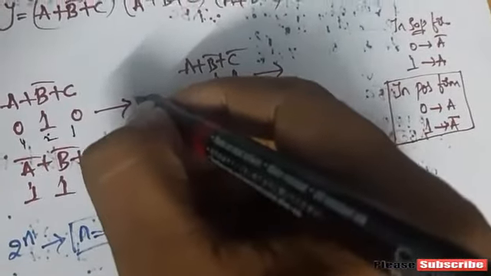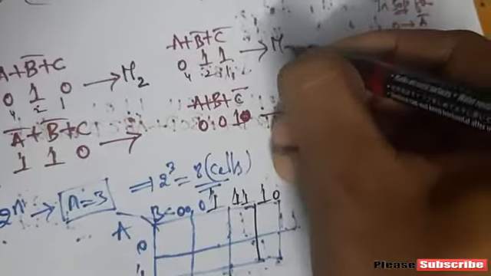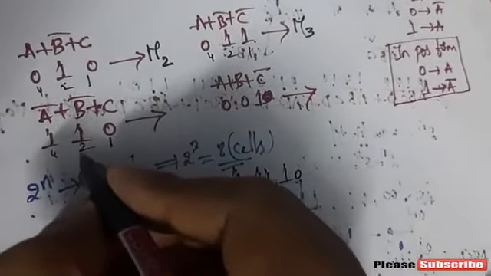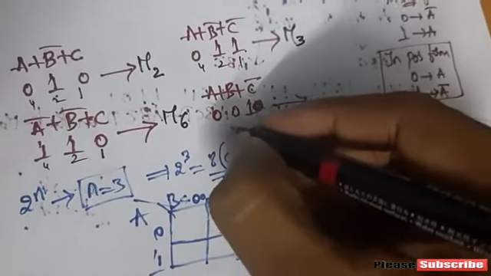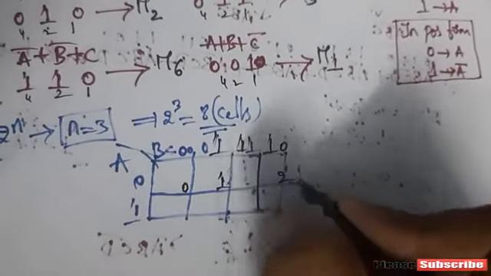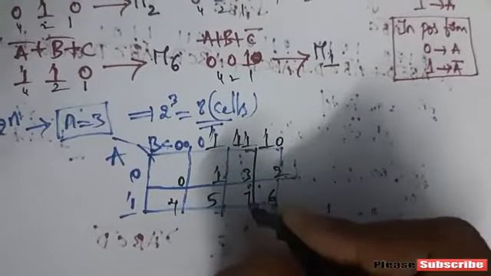That means a max term is represented by capital M. M2, here 4 to 1. That means M3. Here 4 to 1, here M6, right? Here 4 to 1, M1, right? It's represented 0, 1, 2, 3, 4, 5, 6, 7.